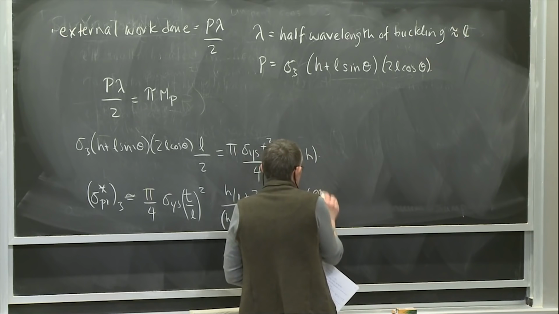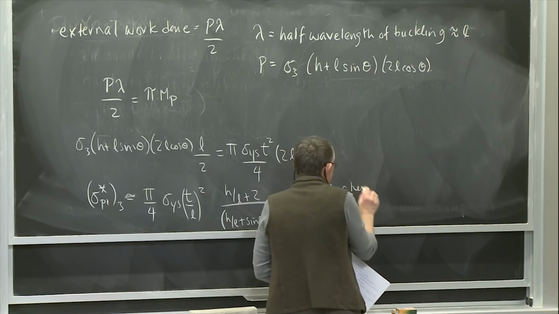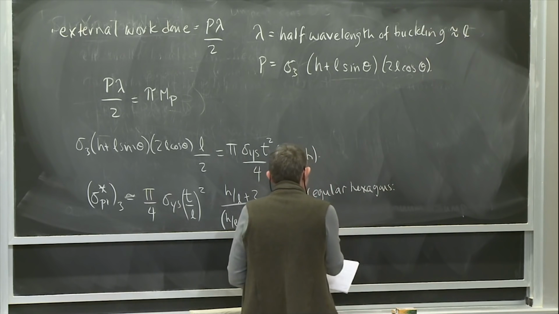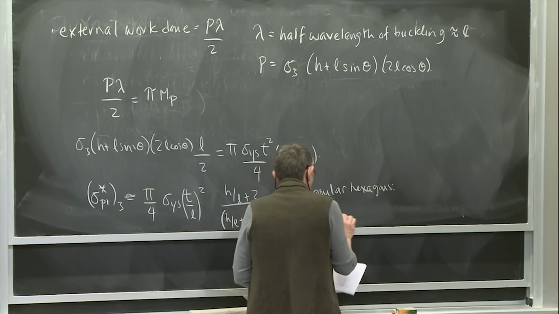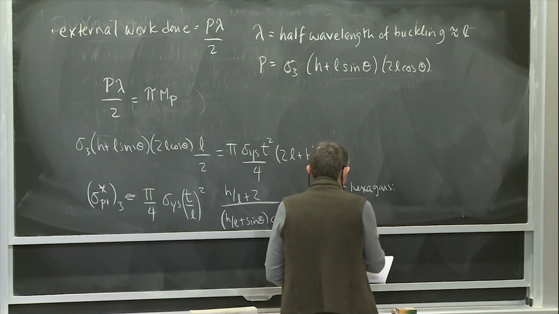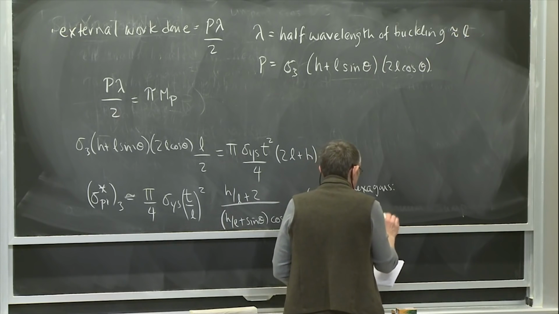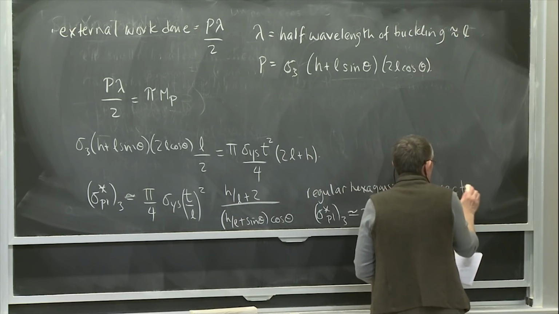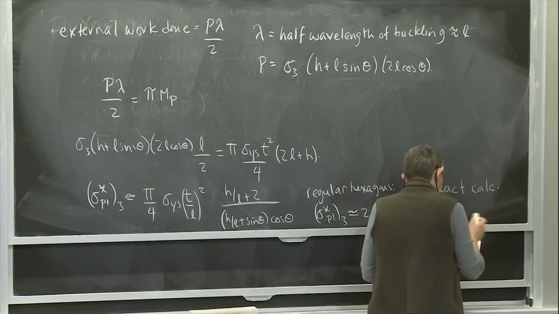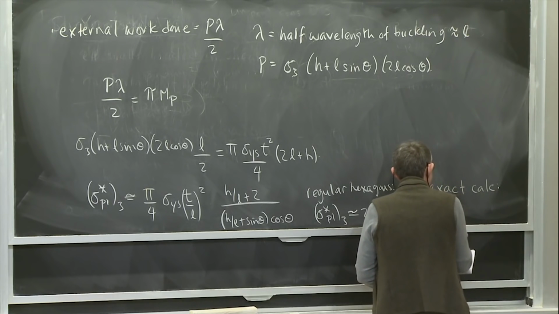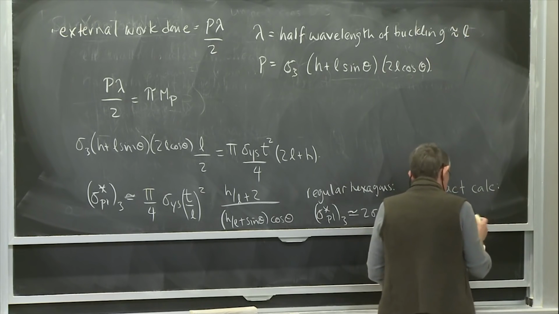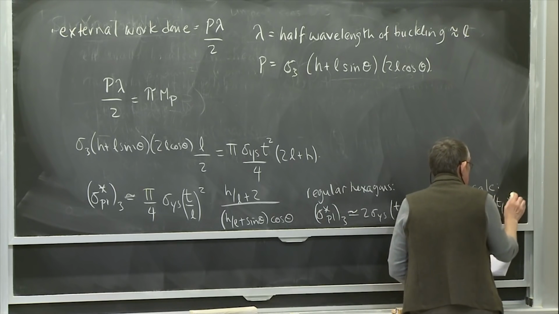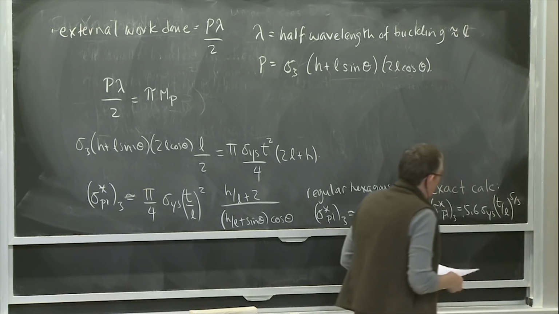And for regular hexagons, this works out to about 2 sigma ys times T over L squared. And the exact calculation for regular honeycombs is equal to 5.6 times sigma ys times T over L to the 5/3 power.